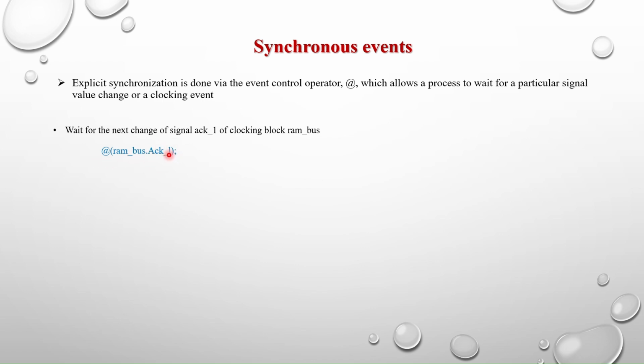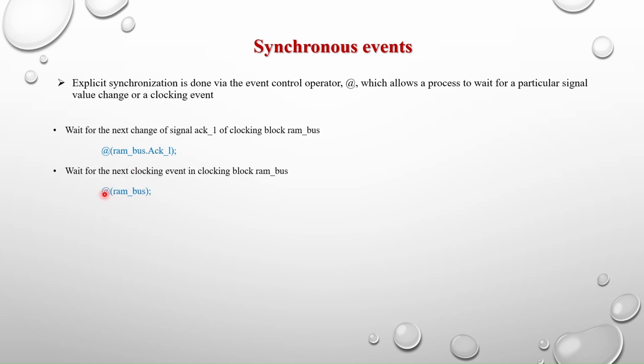And if you want to wait for the clock, then you have to use the clock inside the clocking block like this, @rambus.ack1. ack1 can be your clock also. That means you are waiting for that clock. So here I am waiting for the signal ack1 which is declared inside the rambus clocking block.